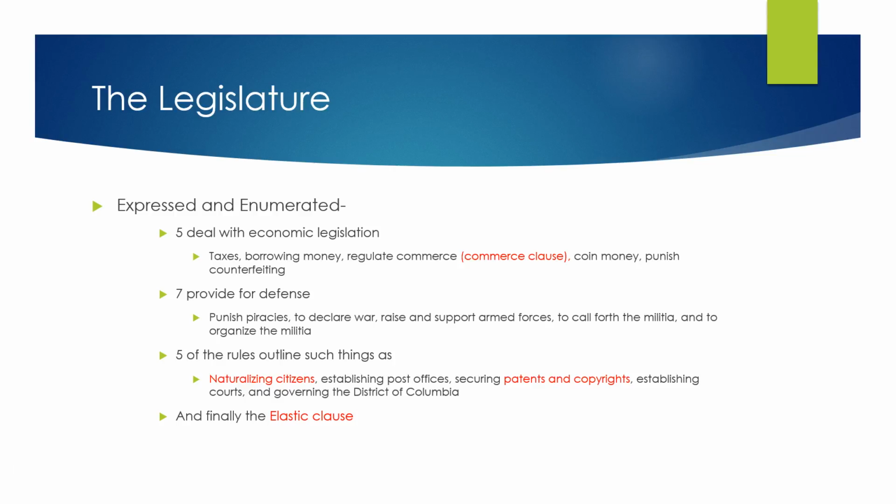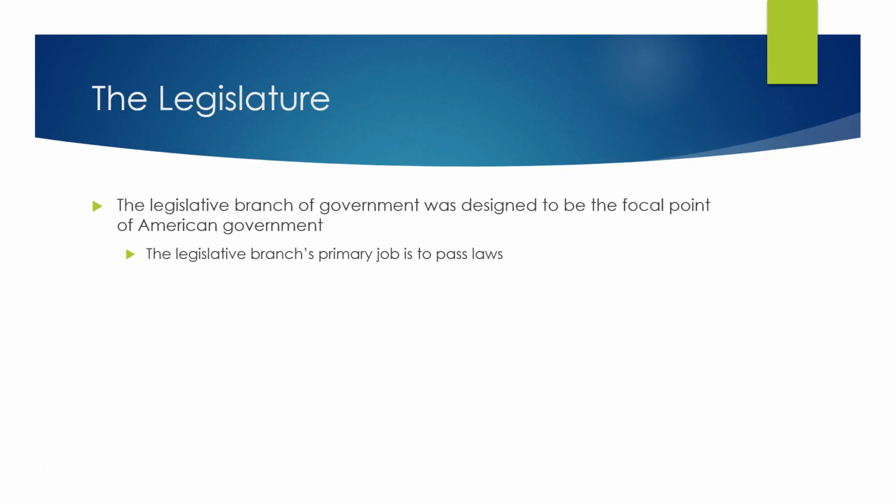The final expressed concept is the idea of the elastic clause, which states that in order for Congress to be able to do any of these powers, they have the right to do anything that is needed in order to make sure that those things take place. And one of the things that's largely lost in American government is the role of Congress. Congress is supposed to be the focal point of American government. They are the ones that are largely given the most power, and they have the ability to have the most influence as far as what takes place with policy in the United States.